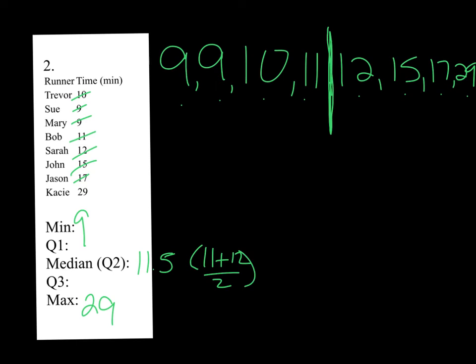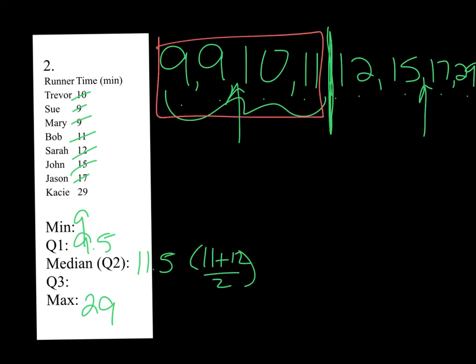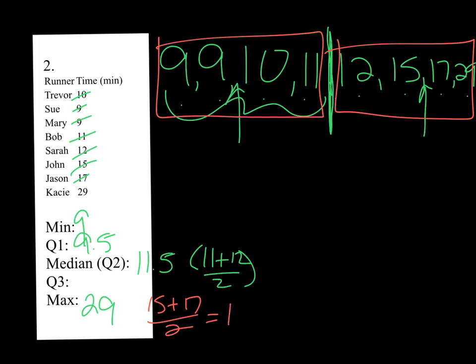Okay, now Q1 is going to be the middle of these. Okay, so there's 4 numbers, so it's between 9 and 10, which would be 9.5. Q3 is going to be the middle of those, so Q3 is going to be 15 plus 17 divided by 2, or you can sort of see it, it's 16. Okay, so I'm going to draw my number line.